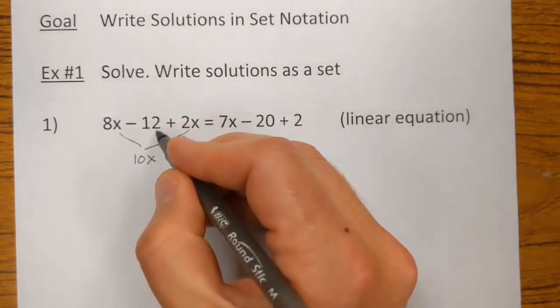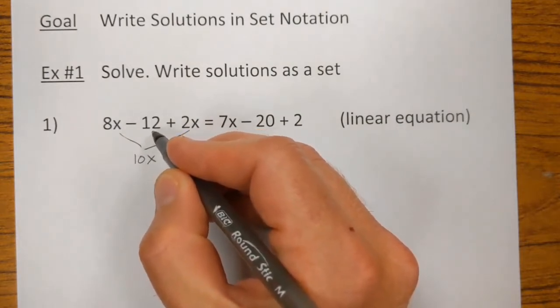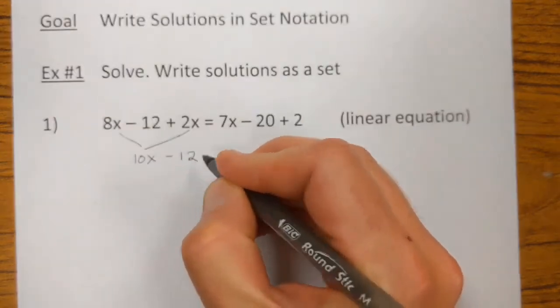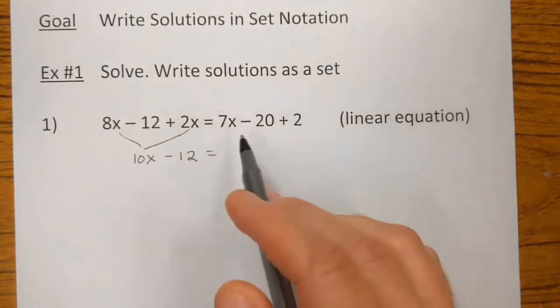Now this 12 here is called a constant term. It doesn't have a variable, so it's constant. It's always going to be 12 no matter what. This minus 12 is constant, so it's not allowed to combine with the linear term. We have to write it separately.